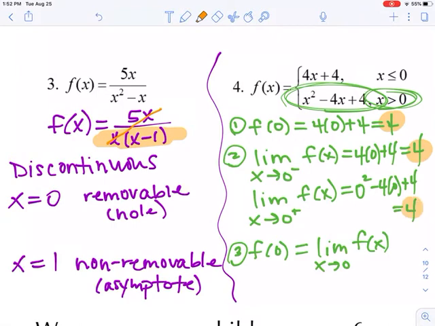Since f of 0 equals the limit as x approaches 0 of f of x, right? All of these are 4. Then this function, this piecewise function, is continuous everywhere.